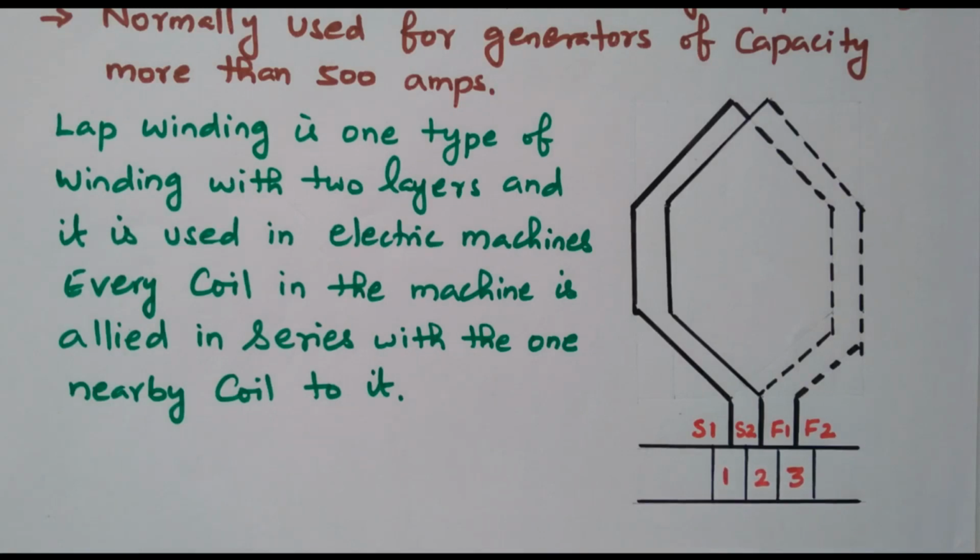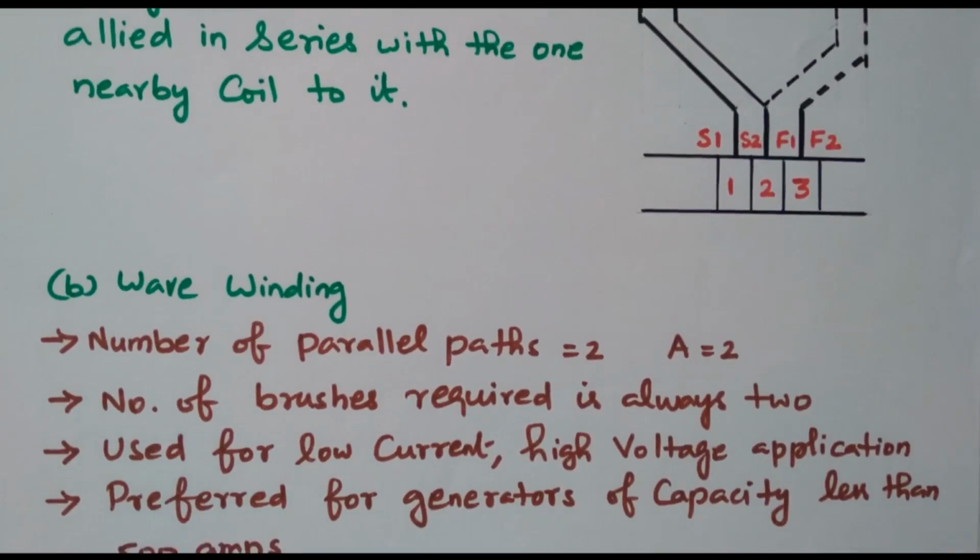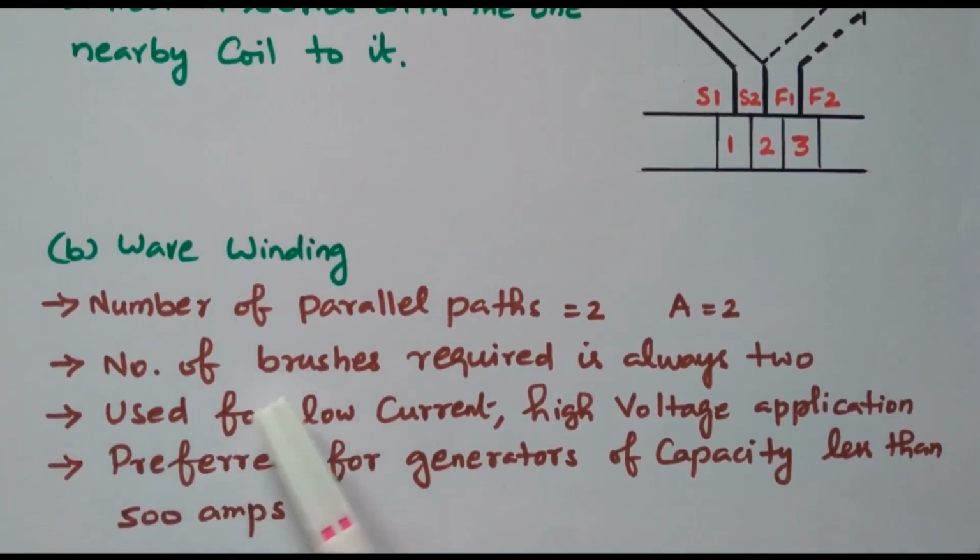We have one more winding, wave winding. Here the number of parallel paths equals 2, irrespective of the number of poles. Only 2 parallel paths are available. Starting from one point, it will complete all the poles. The number of brushes required is always only 2. It is used for low current, high voltage applications, preferred for generators of capacity less than 500 amperes. The previous one, lap winding, is used for more than 500 amperes, and this one for less than 500 amperes.